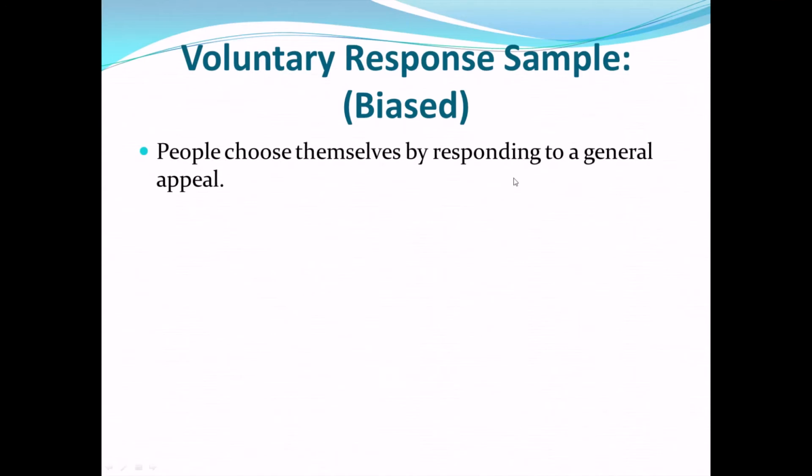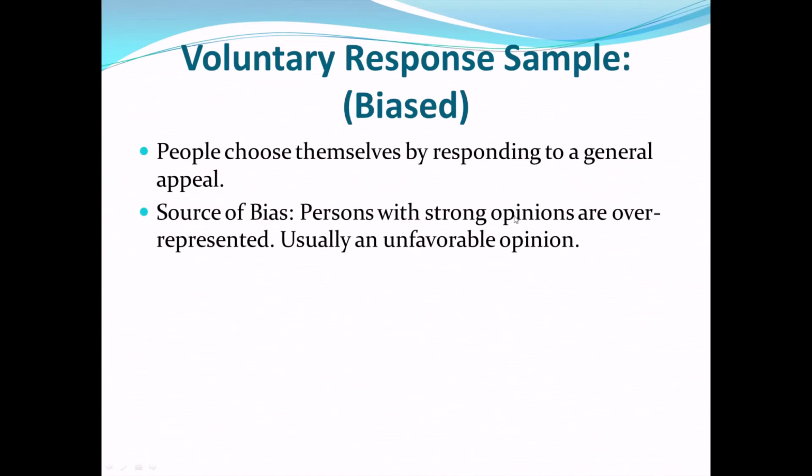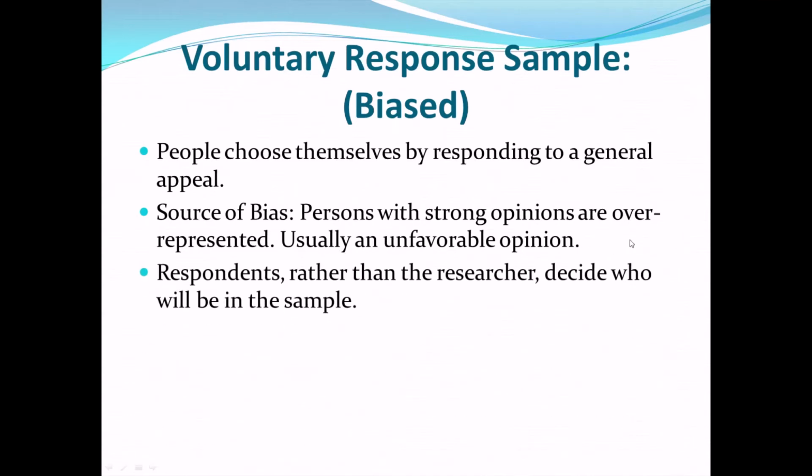So a voluntary response is when people choose themselves by responding to a general appeal, like a phone poll, which is a little archaic, but like an internet poll. And the problem that you run into is that most people look at those things and go, meh. They might answer them, they might not, but people with strong opinions are going to jump on those. And so that's what you're going to see. They're going to be overrepresented with probably an unfavorable opinion. So what happens is that the respondents, rather than the researcher, decide who will be in the sample. Again, that's not good.